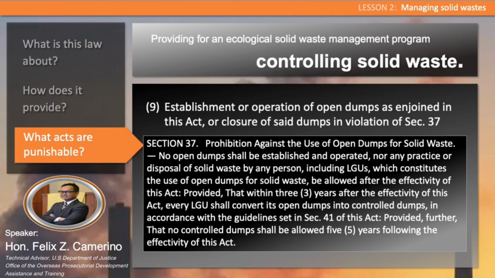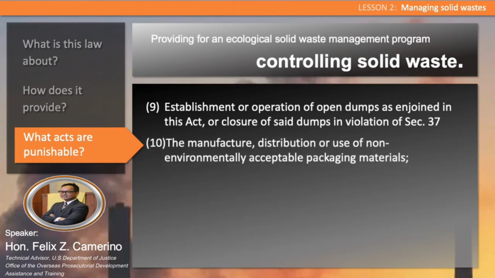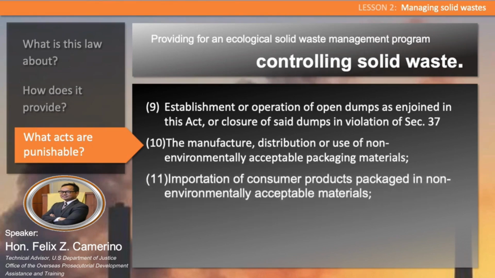All right, so let's move on to the other provisions, because the other provisions are similar to this in that they require a little bit more analyzing. The way they're put together, they seem simple enough, but they do require a little more analysis. Let's pull them up at the same time. The manufacture, distribution, or use of non-environmentally acceptable packaging materials. And the second one is importation of consumer products packaged in non-environmentally acceptable materials. They're short and sweet, and they seem rather easy to understand.